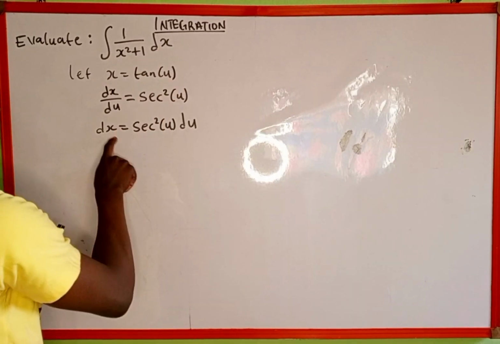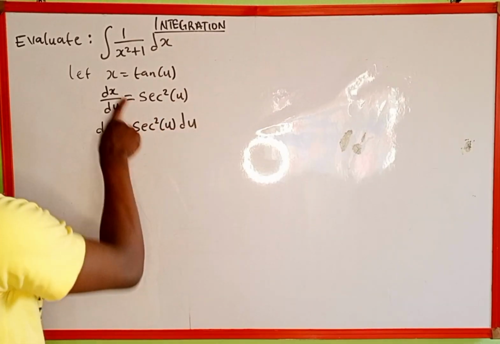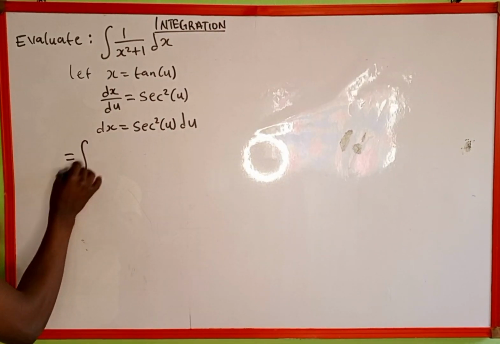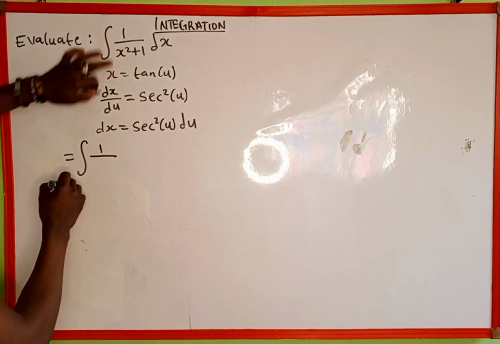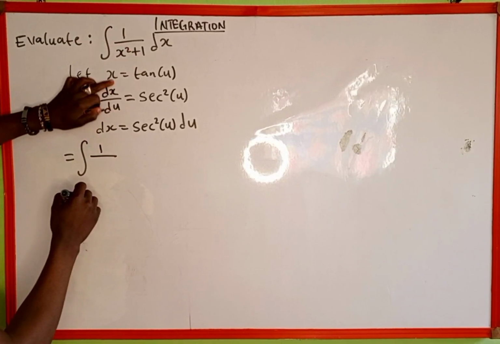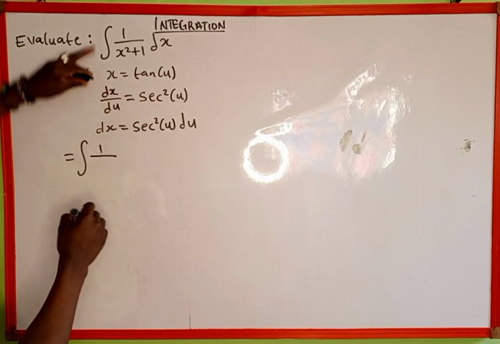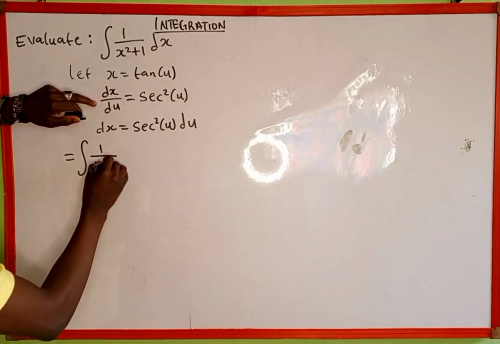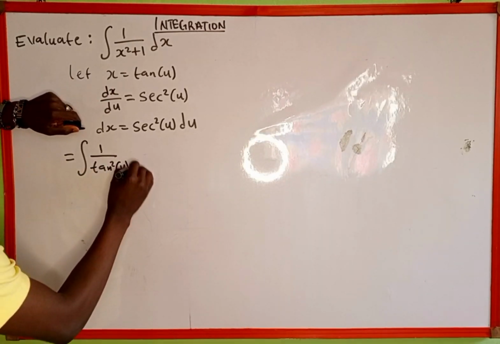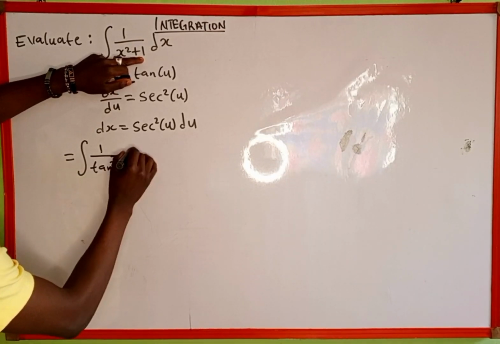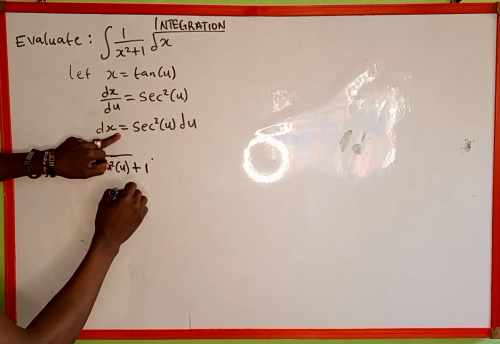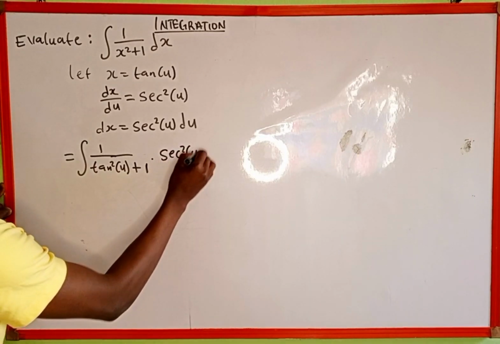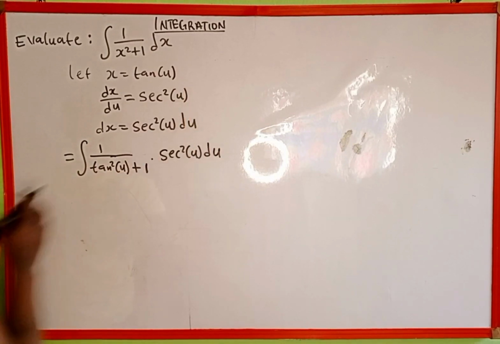Anywhere we see dx, we replace it as sec square u du, and anywhere we see x, we replace it as tan u. This is going to be equal to the integral of 1 over x squared plus 1. And we say anywhere we see x, we replace it as tan u. And remember, this x here is squared. So this is going to be what? Tan square u, then plus 1, then multiply by dx, and we say dx is sec square u du. So this is going to be what? Sec square u du in place of dx.